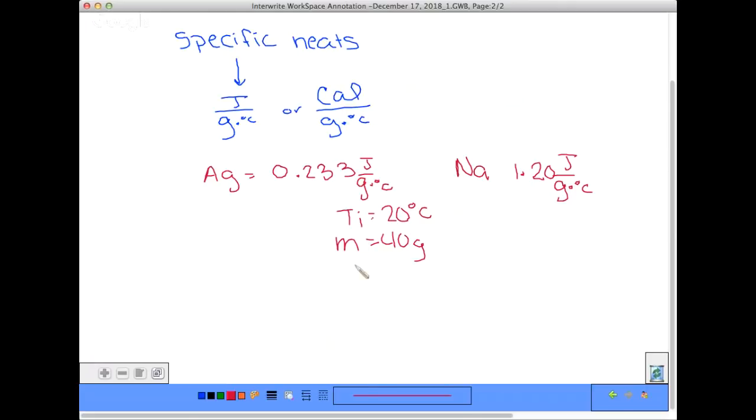Well, the one that's going to have the highest temperature is going to be silver because it's going to take less heat to change this 1 degree Celsius. So if I were to add 100 joules of heat to both of these substances, my final temperature for silver is going to be a lot higher than my final temperature for sodium because sodium is going to need more heat to increase in temperature. So that's what the problem means when it says think about these conceptually, not necessarily mathematically, but how could we think about these specific heats?